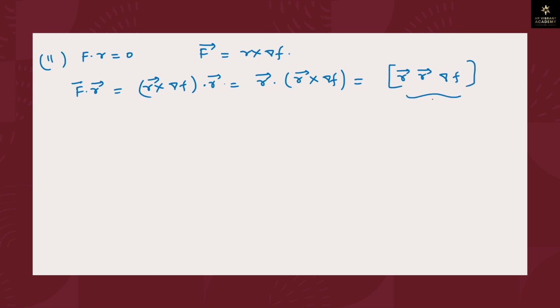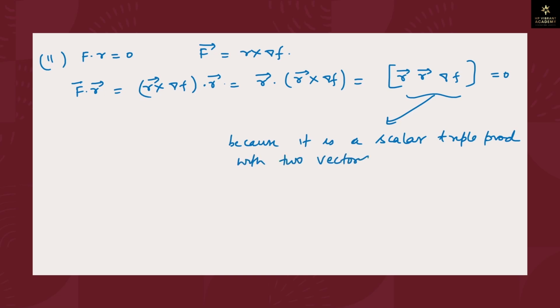Okay, so the value of a scalar triple product in which two vectors are same is 0. This is equal to 0 because it is a scalar triple product with two vectors as same. ठीक है, so f dot r is equal to 0.